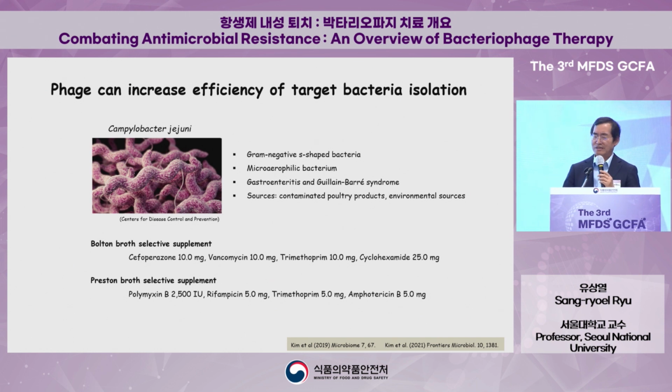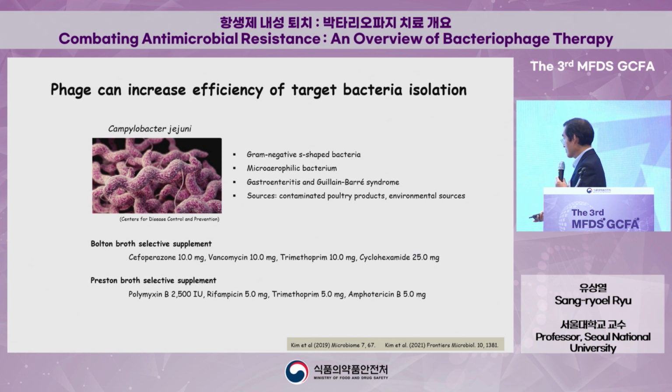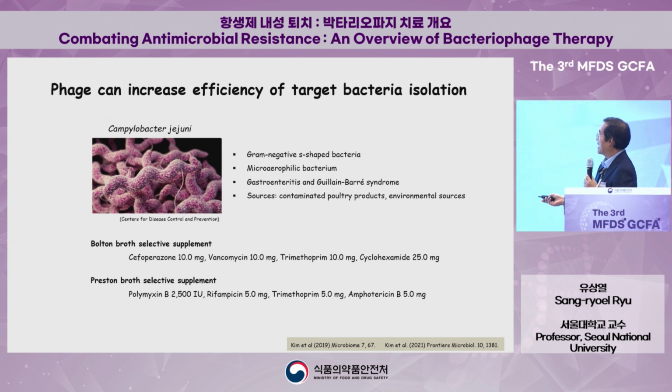And here, you can see that there are many different organisms that are resistant against antimicrobial agents. And so we work on choosing the right media, and we also have difficulty in isolating our target bacteria. So Campylobacter jejuni, in that case, has resistance. And so here we need selective media. So we have Bolton broth and Preston broth that we used.